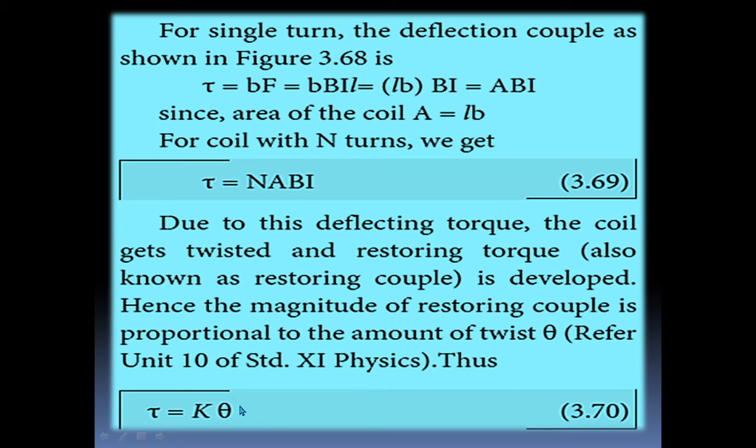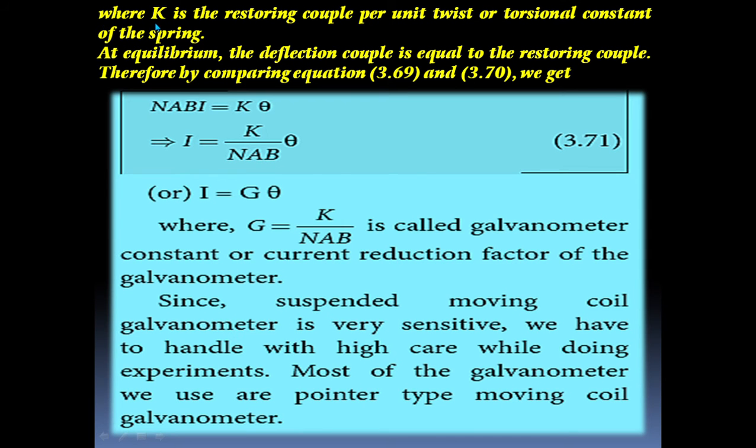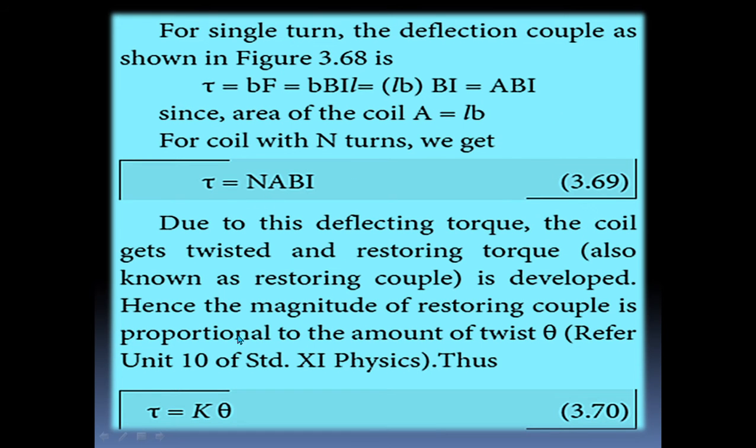K is the restoring couple constant. So K is the restoring couple per unit twist, or torsional constant, of the spring. At equilibrium, the deflection couple is equal to the restoring couple. So by comparing equations 3.69 and 3.70, we get tau is equal to NABI, and here tau is equal to K theta.